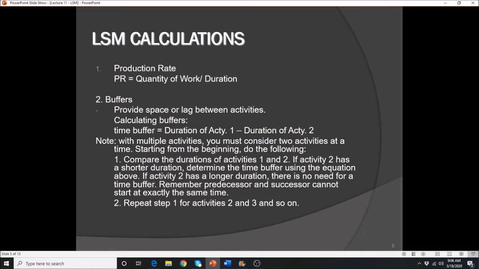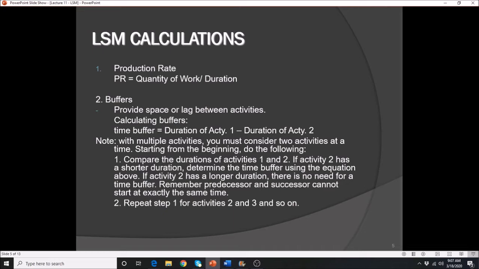All right, so in the case of the LSM, we need to calculate what they call the buffers. A buffer is the amount of time that separates a given activity in order to prevent any intersection of the line along the way. Intersections either on the start, or on the finish, or anything in between.